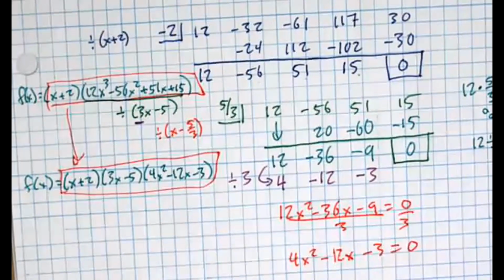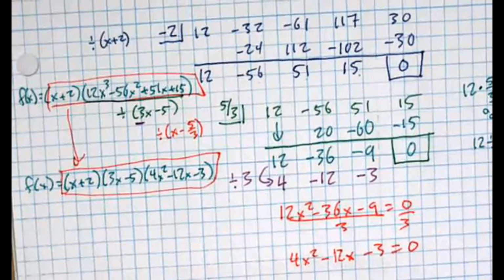So either way, we're solving, that factor is going to end up being the same thing, whether it's this or 3 times that, should give us the same zeros.